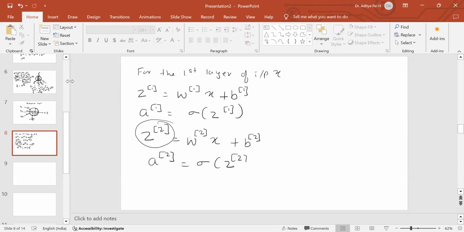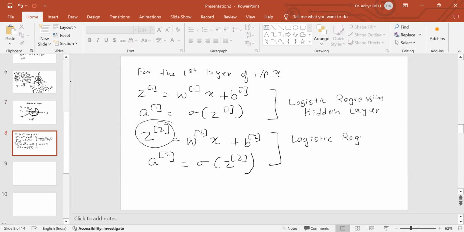So for both of these we are actually applying logistic regression: logistic regression applied to the hidden layer, and logistic regression to the output layer.